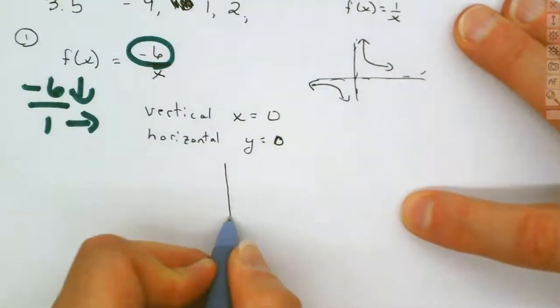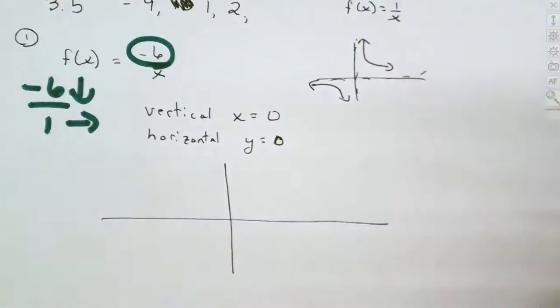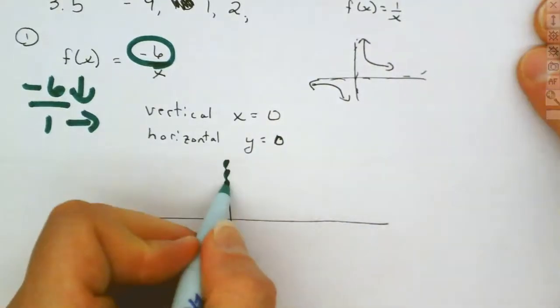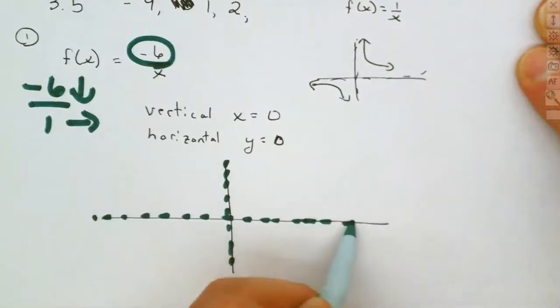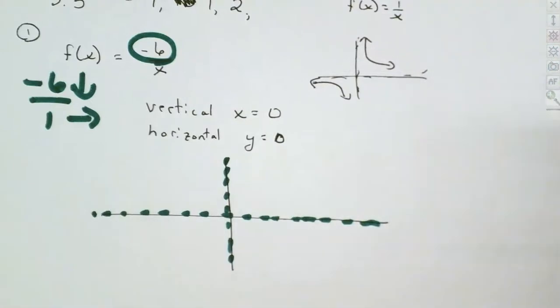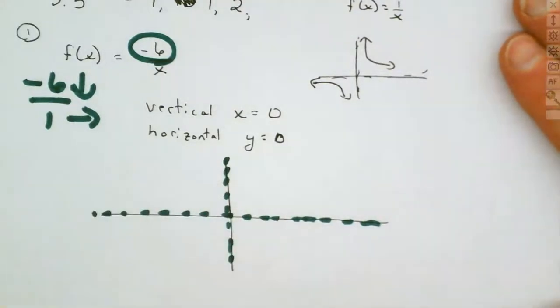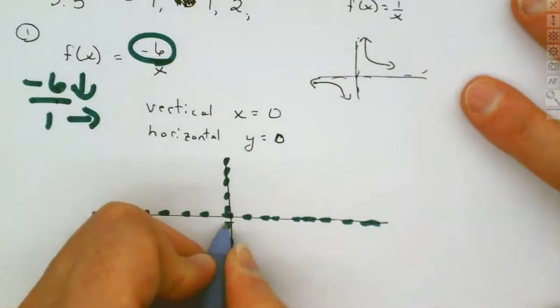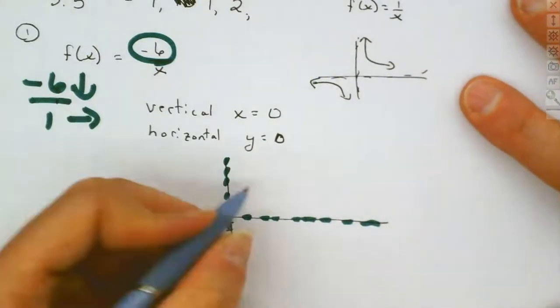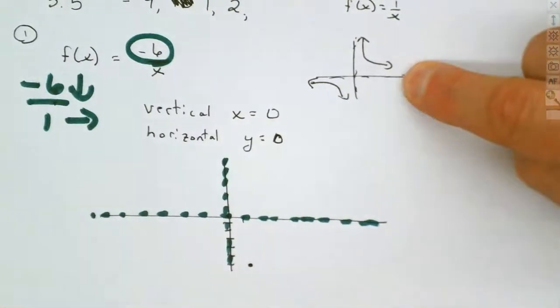Now, ours is going to be upside down because of the negative, though. So the vertical is x equals 0, so that's there. And the horizontal is y equals 0, which is there. Now, where do we start? We start where they intersect. And what are we going to be doing? Yep, 6 down and 1 over. So we go 6 down, 3, 4, 5, 6, and we go back 1. And there's our dot.